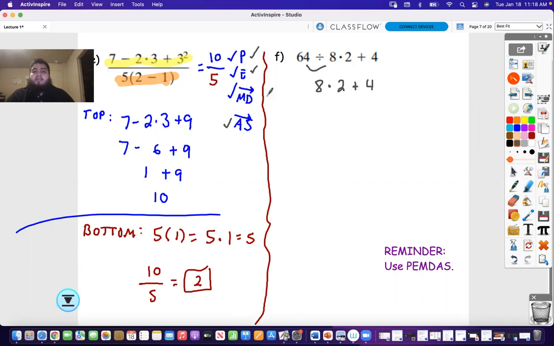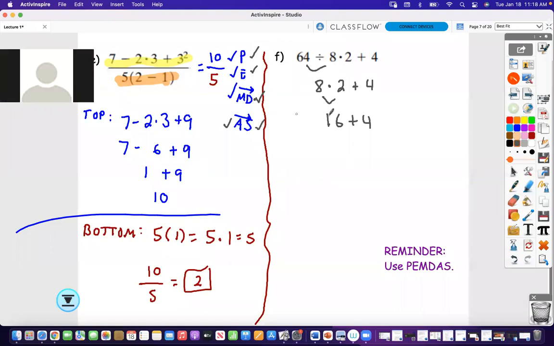Can we still multiply or divide? Yes. Multiply. What's 8 times 2? 16. Bring down the plus 4. Do you see any more multiplication or division? No, we're done. So final step, what do we do? Addition, subtraction. Which is 16 plus 4, is 20. And we are done.